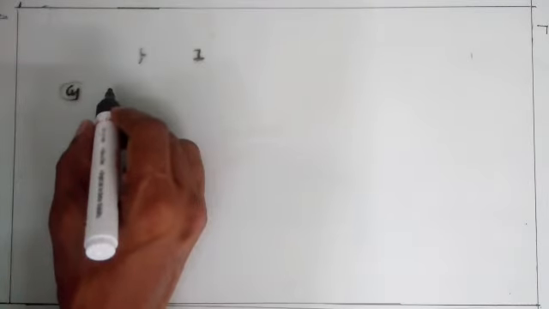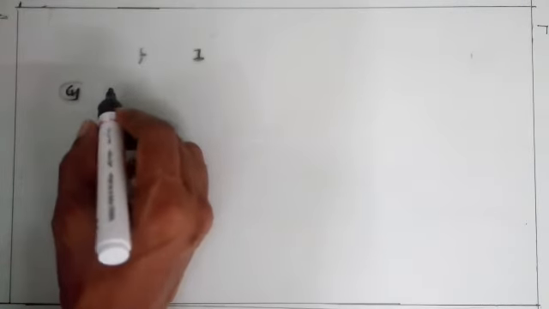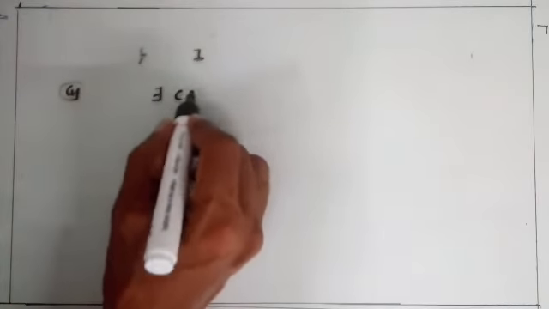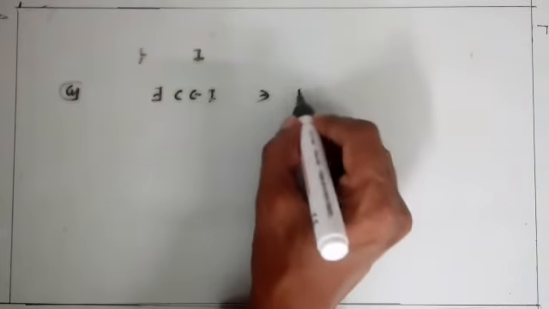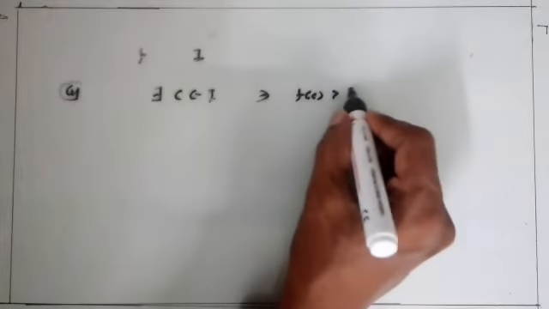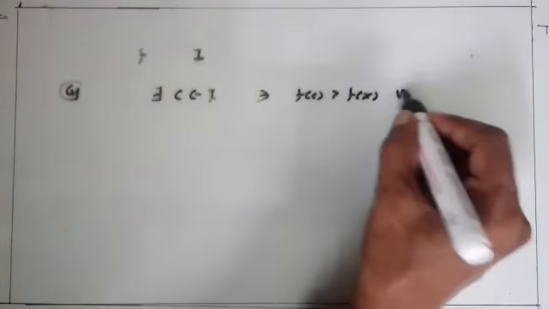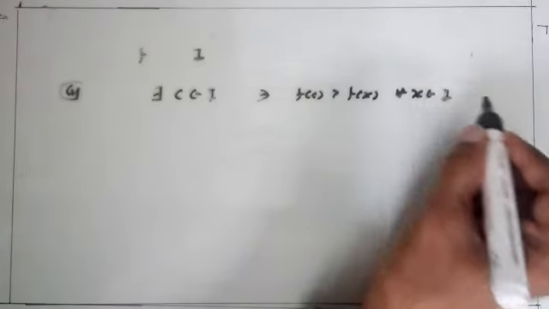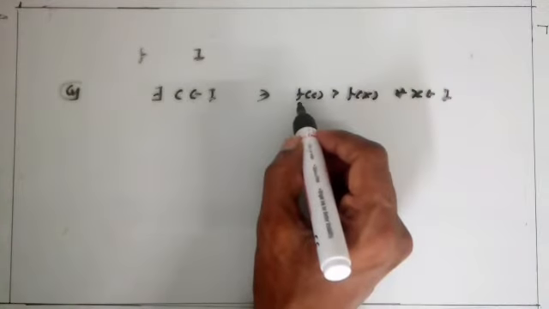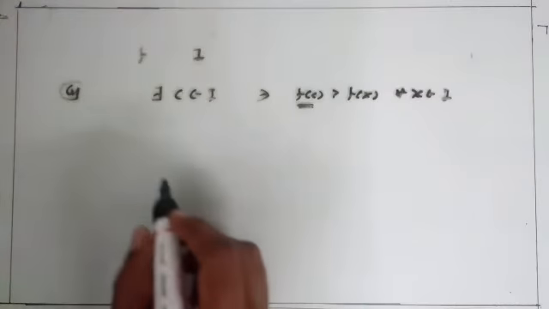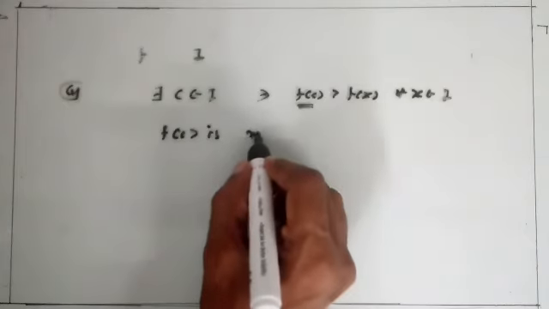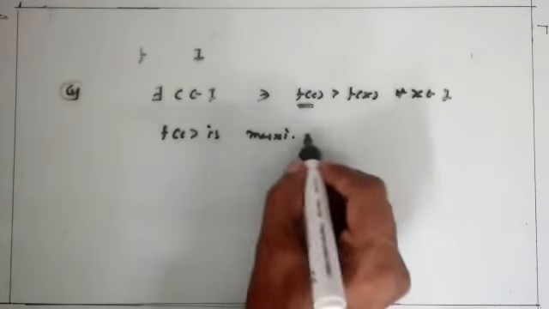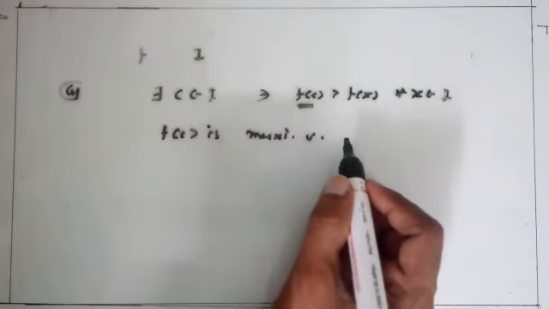Function f is said to have maximum value in I if there exists C belongs to I such that f(c) is greater than f(x) for all x belongs to I, then f(c) is called maximum value. F(c) is maximum value. Clear?